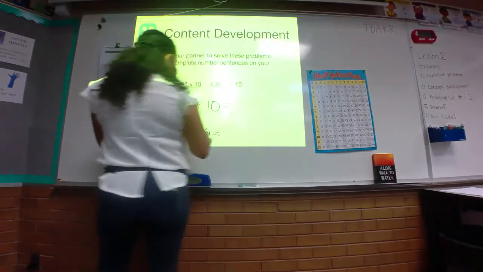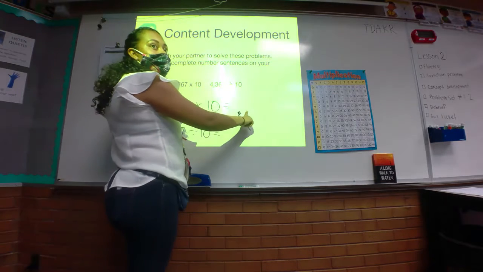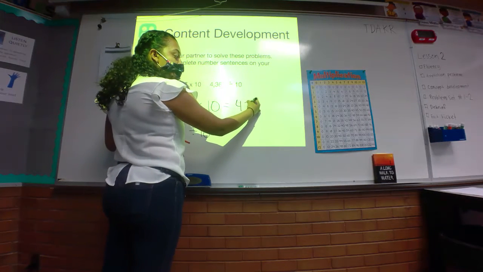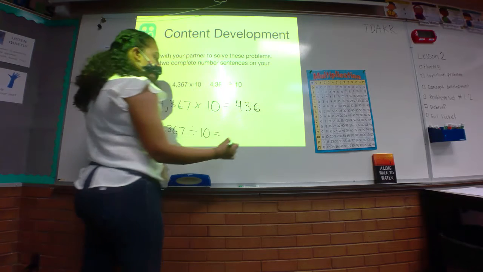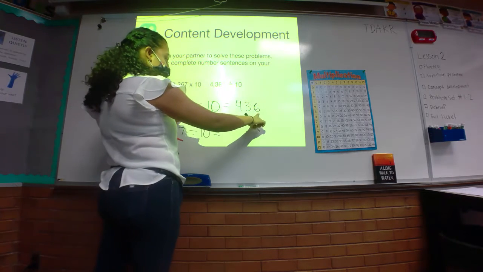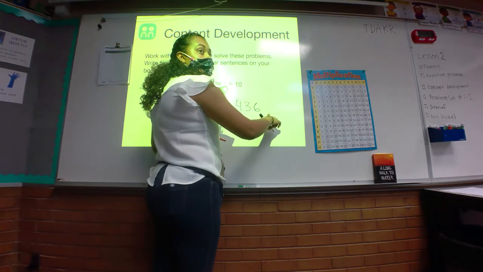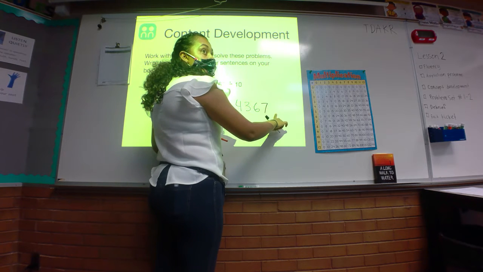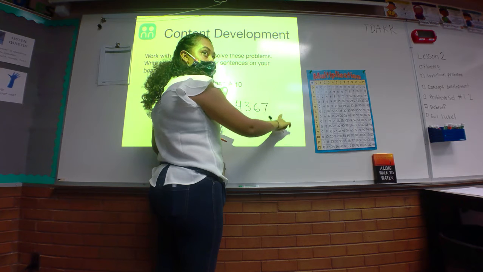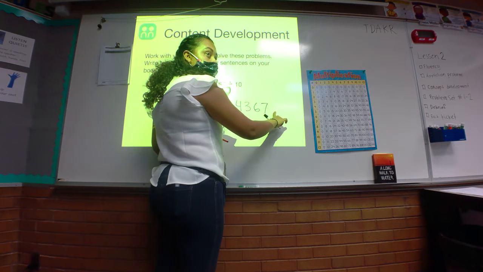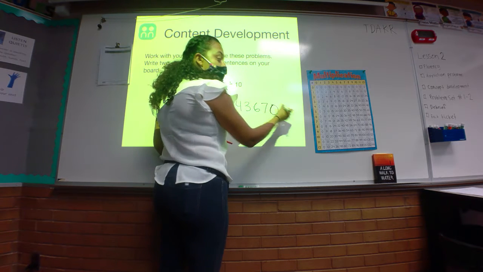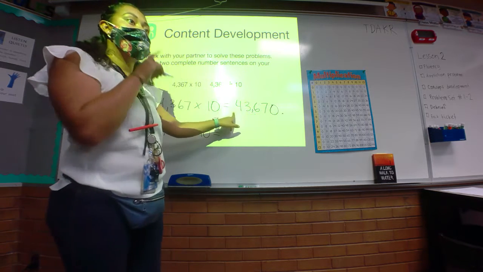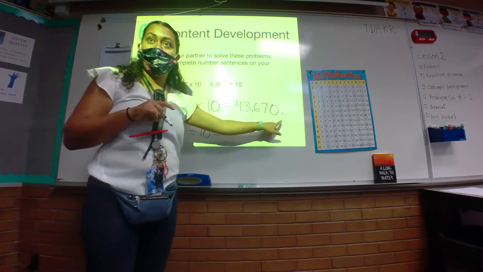Okay. What did you get? What's our product, Dylan? Four, 3, 6, and 7. You have a blank space, so what do we need to put for a placeholder? Close, 0. Then you would have your decimal, okay? So now we have 43,670.